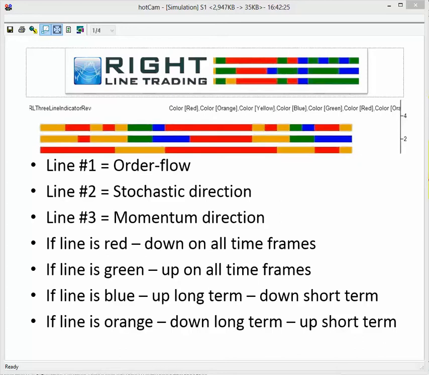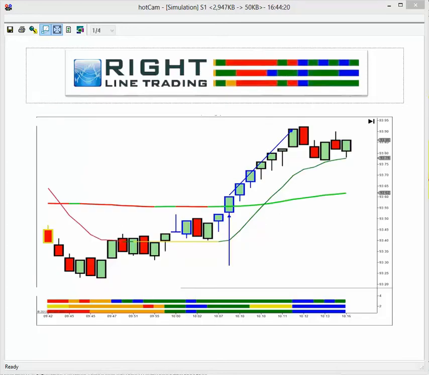Now for orange, we're down long term and we're up short term. The reason why I'm going through these fast is these colors are not important. All of this relevant information is projected onto the price bars. So you don't even have to look at the 3-line indicator to determine whether you have confirmation based on indicator analysis. And that's easily shown right here.